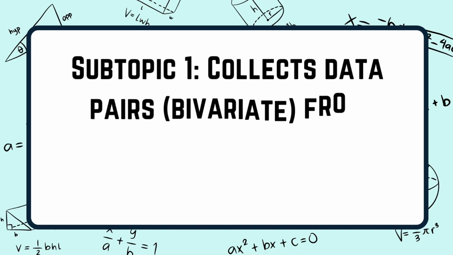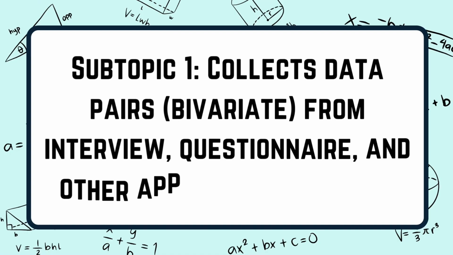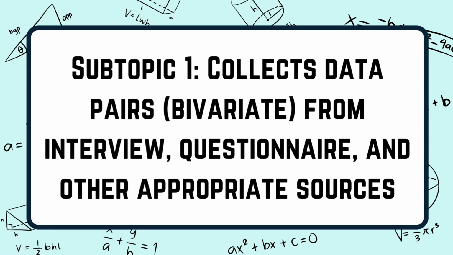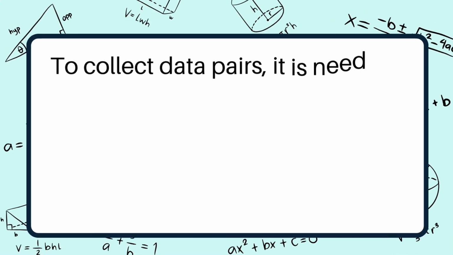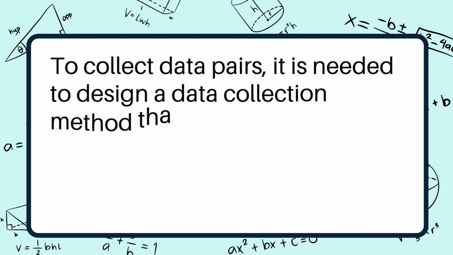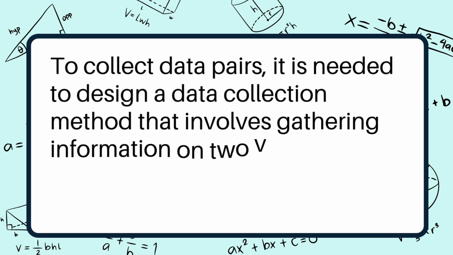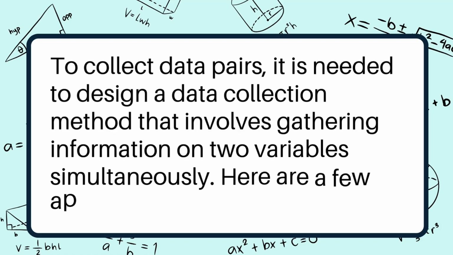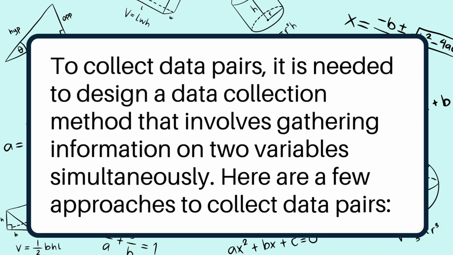Okay, so next we have subtopic 1, collects data pairs or bivariate from interview, questionnaire, and other appropriate sources. So to collect data pairs, it is needed to design a data collection method that involves gathering information on two variables simultaneously kasi pwedeng dalawa kaagad na impormasyon yung makukuha natin. Yung iba nga sabay-sabay pa, tatlo, apat, para isang bagsakan lang. Pero yun yung ginagamit na sa research. But for starters like you, pwedeng dalawa muna na information na ating sabay na kuhanin.